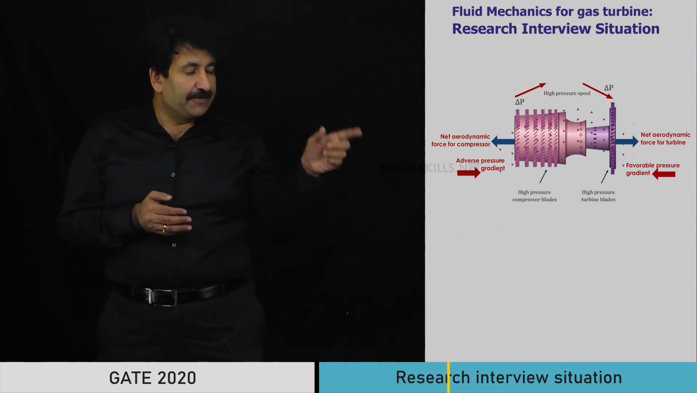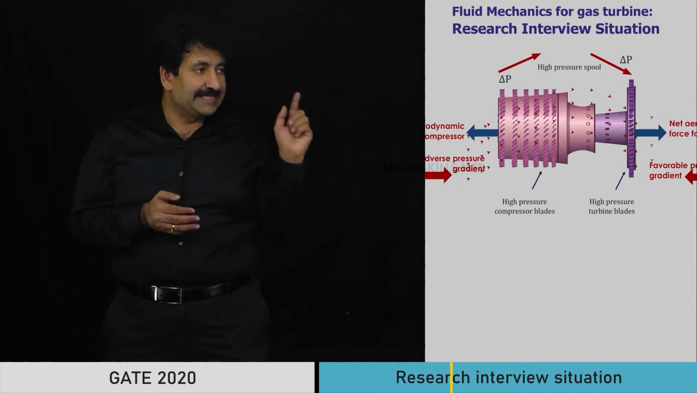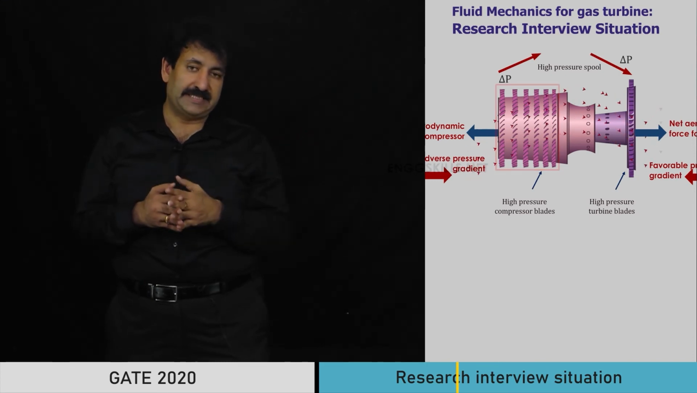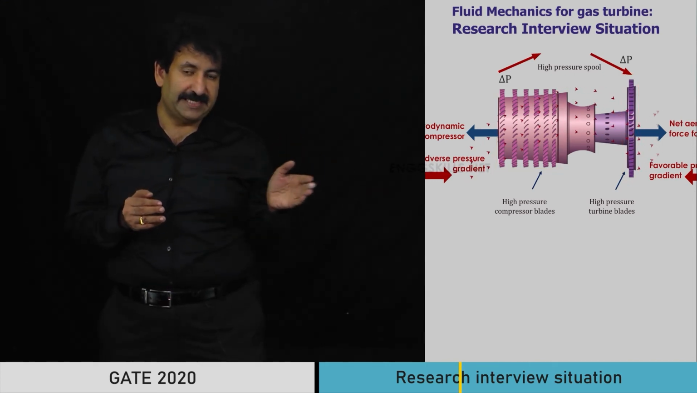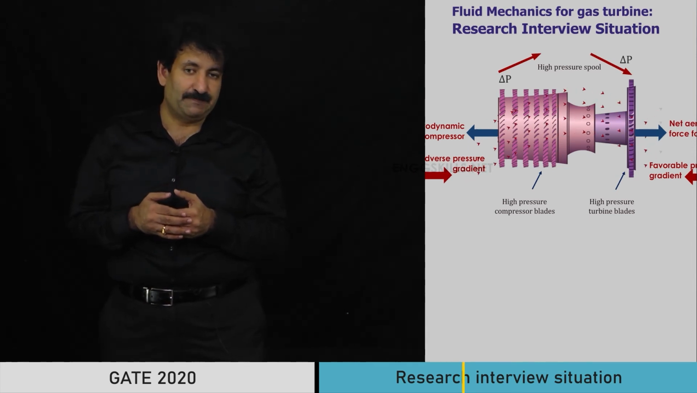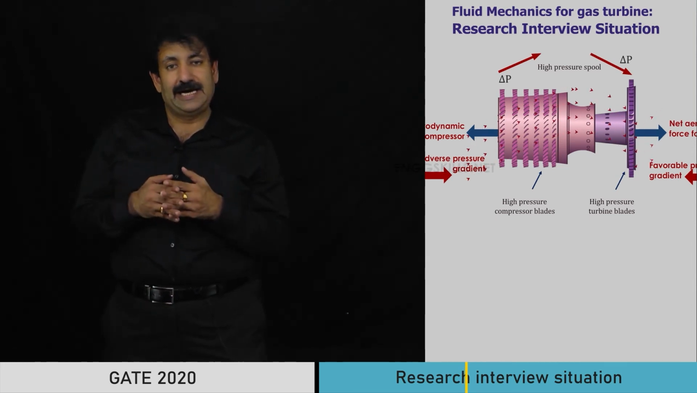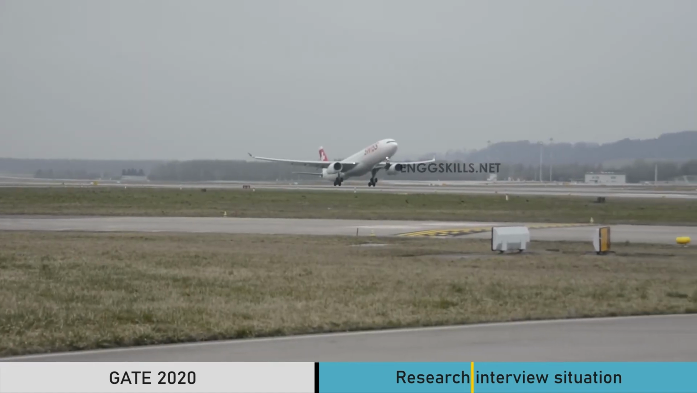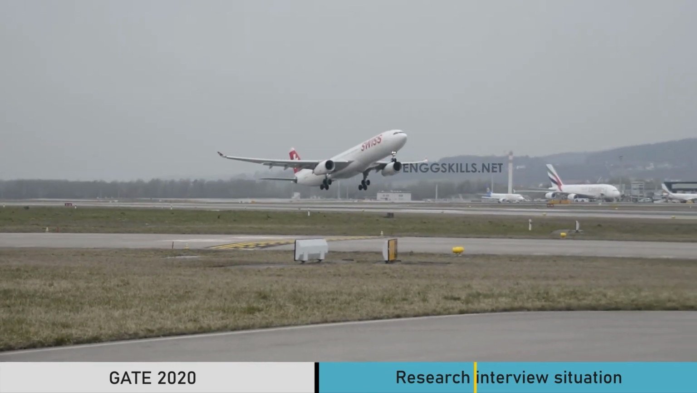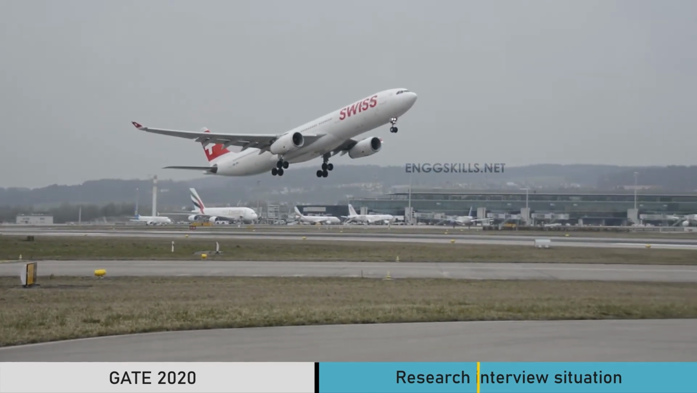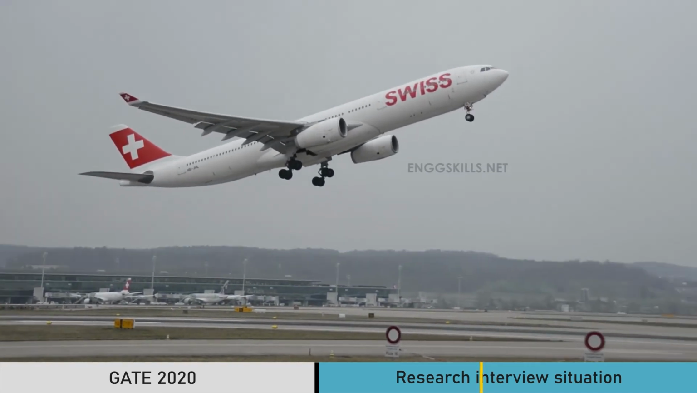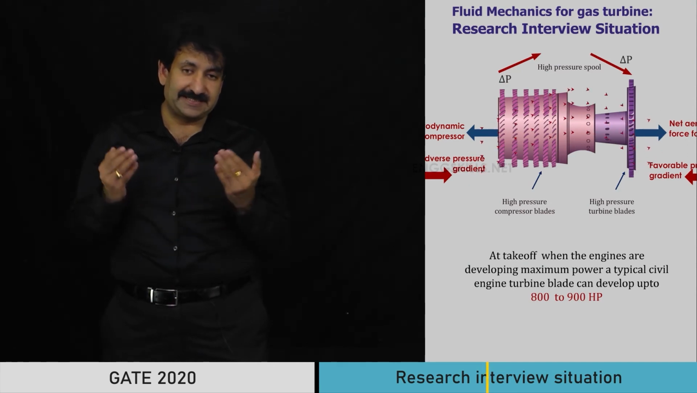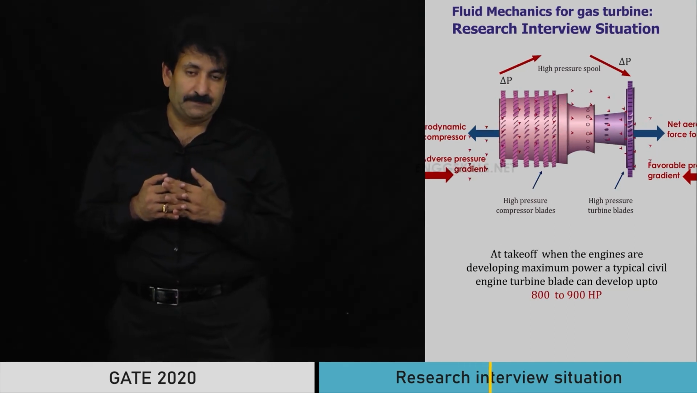Now, if you observe the design carefully, a single stage of turbine is therefore able to drive several stages of compressor, because one stage of turbine can develop a huge amount of power. In fact, you would be mind boggled to learn that at takeoff, when the engines are developing maximum power, a typical civil engine turbine blade can develop up to 800 to 900 horsepower. So a loss of a turbine blade can be extremely significant for an engine.